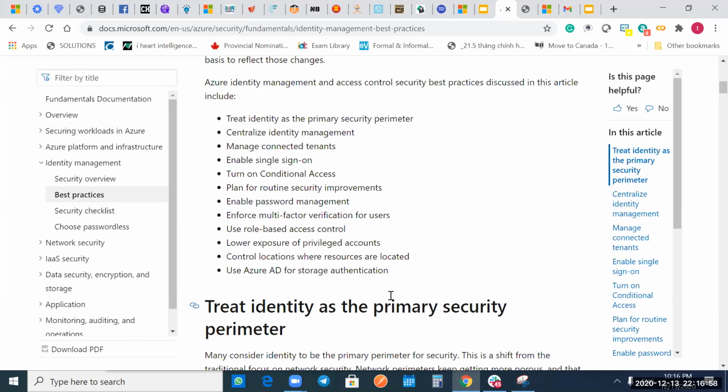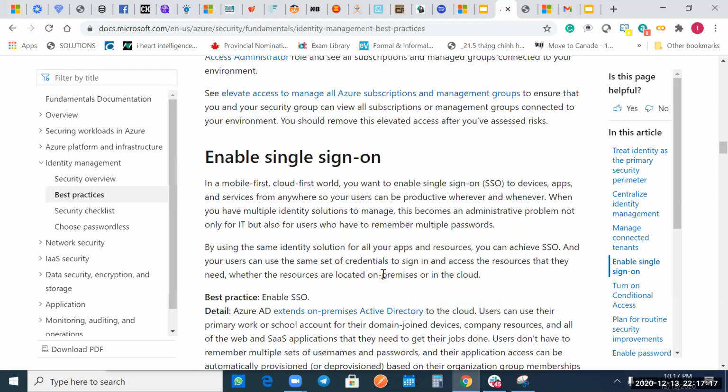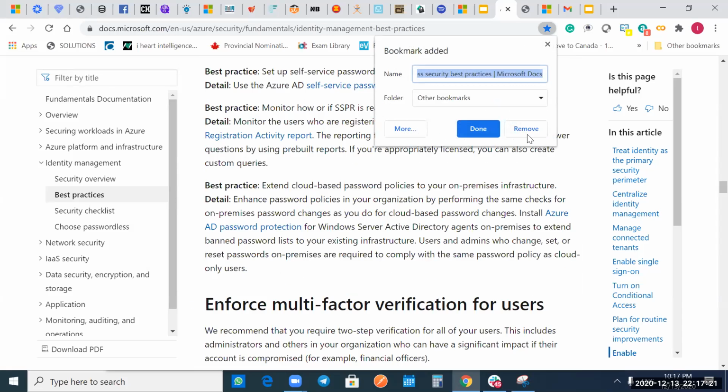So remember this. Control the location where the resources are located. Different resources have different locations, so be strategic about it. Use Azure AD for storage authentication. Let me see, we haven't talked about Azure AD yet. Let me see if we can find it here.